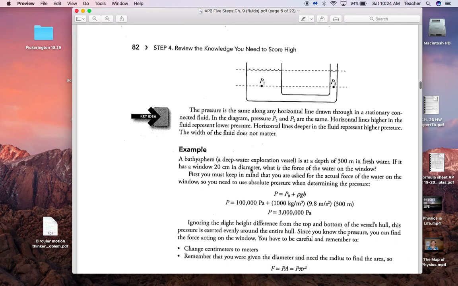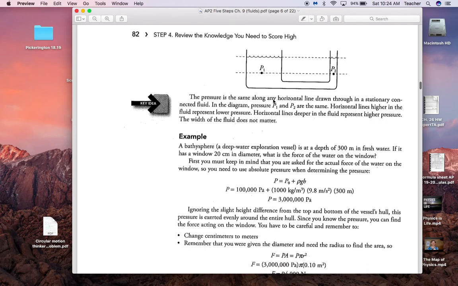This is a good example of a problem. It's asking you to figure out, if you had a deep diving submarine somewhere down here, and it had a window of 20 centimeters diameter, what would be the force of the water on the window? They also could ask you what's the net force if you know the pressure inside is, say, at 1 atmosphere or something like that. So we have to be a little bit careful.